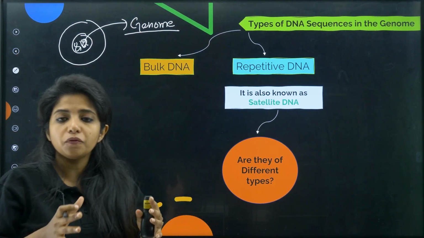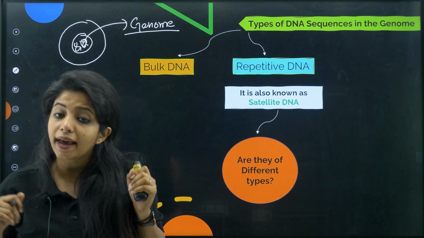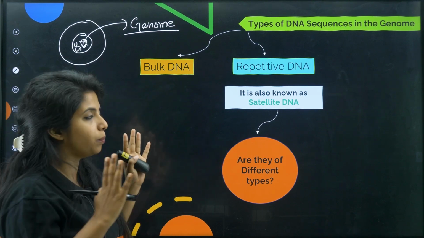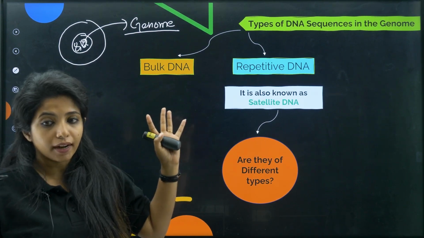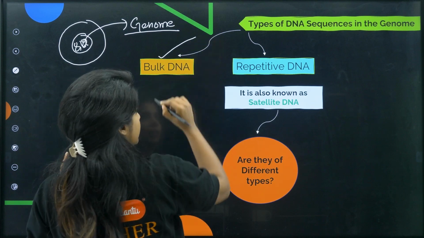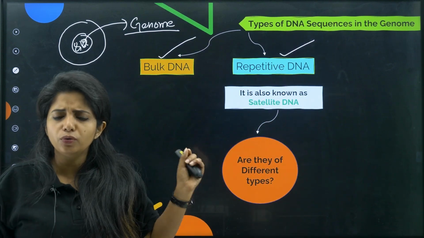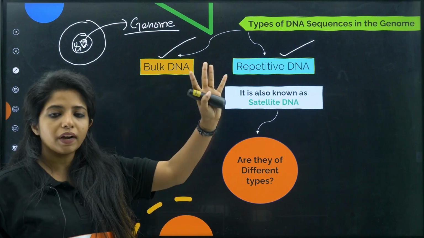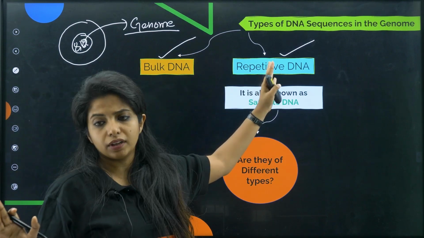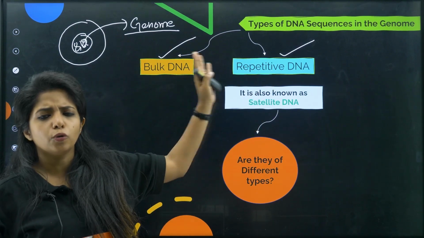Now, there are different types of DNA sequences in the genome. I'm going to categorize them into two parts. One is bulk DNA and the other one is repetitive DNA, and you don't know anything about it as of now. You just divide into bulk DNA and repetitive DNA. How did I come to this conclusion that there are two types?